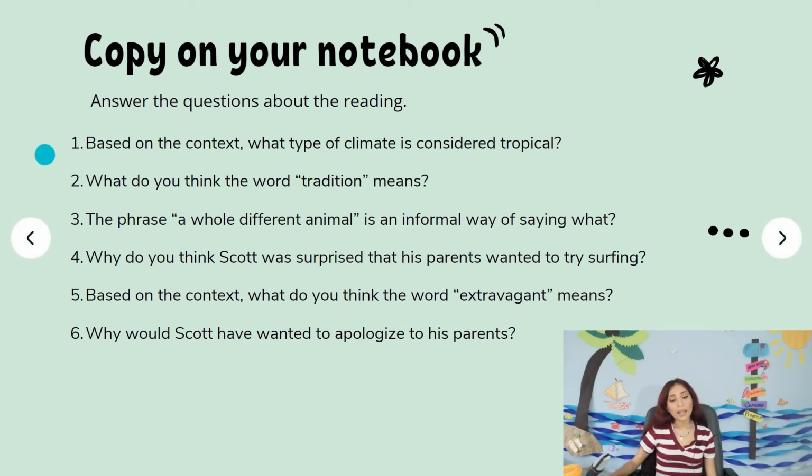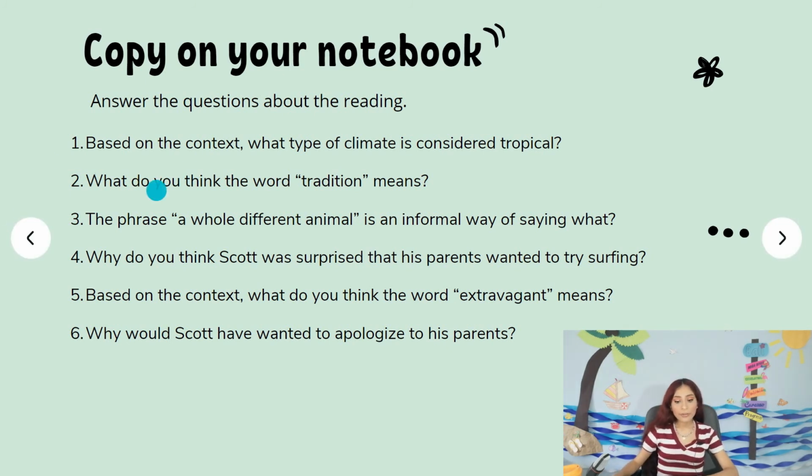So number 1, based on the context, what type of climate is considered tropical? So what do you think it is tropical? If it's hot, if it's humid or something like that. Number 2, what do you think the word tradition means? Okay, what is it for you? You don't need to use a dictionary, so what do you think? It is something that we do constantly, that we are used to doing the same way, or maybe it is something that we change every time?